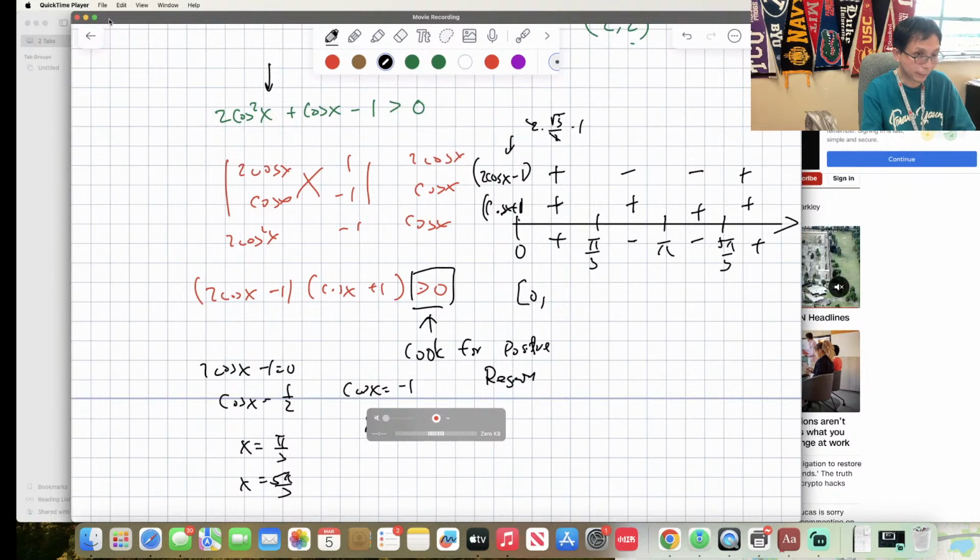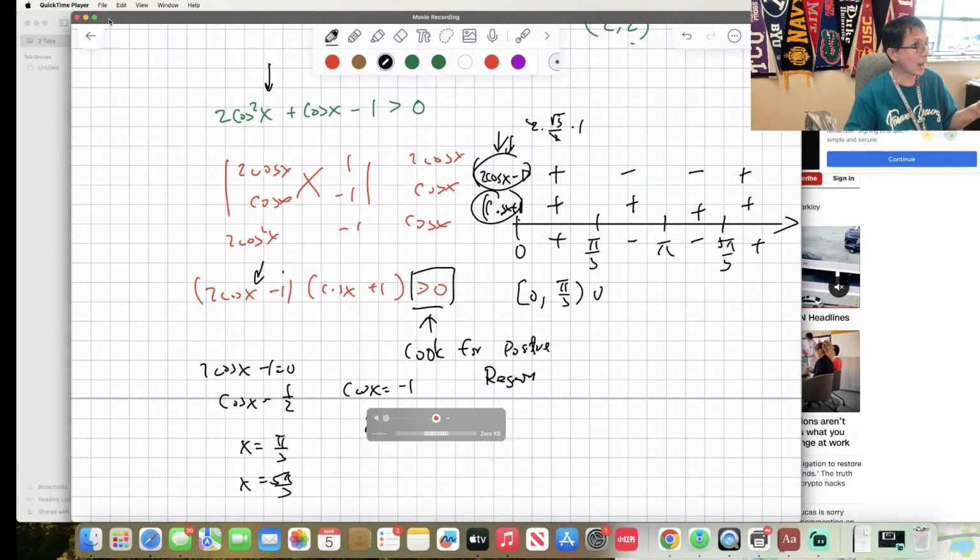Okay, pi over 3. Is pi over 3 included? We don't know. If I plug in pi over 3 here, that's going to give me 0, because cosine is 1/2. But 0 is not greater than 0. So it's not included. So pi over 3 is not included. I will plug in either here or here, because if I plug in here, it's going to give you 1/2 times 2, that's 1, and 1 minus 1 is equal to 0.